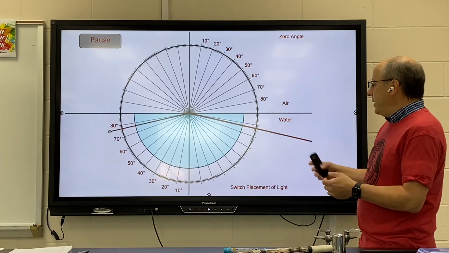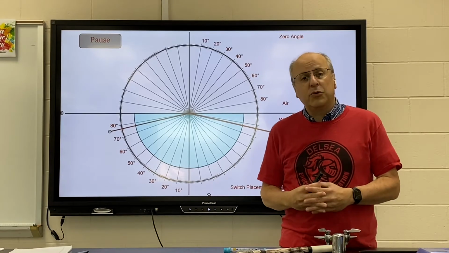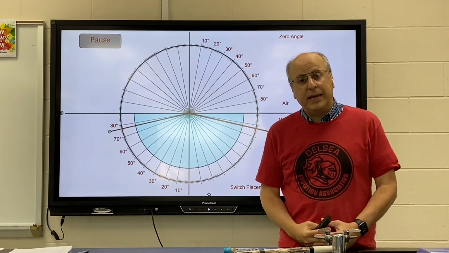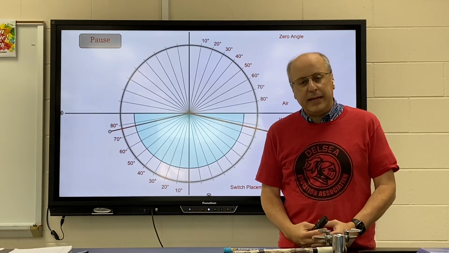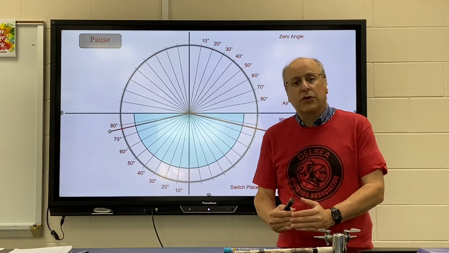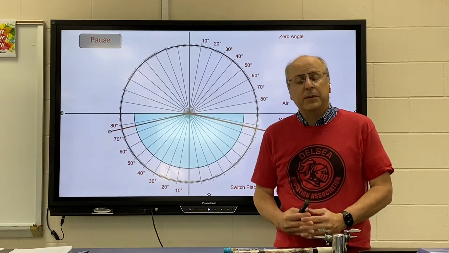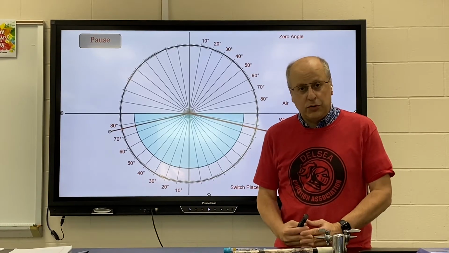So at this point, you can see that 100% of the light that was heading toward the boundary between the water and the air reflects back into the water. This is what is known as total internal reflection. There is no refraction because the refracted angle is too large.